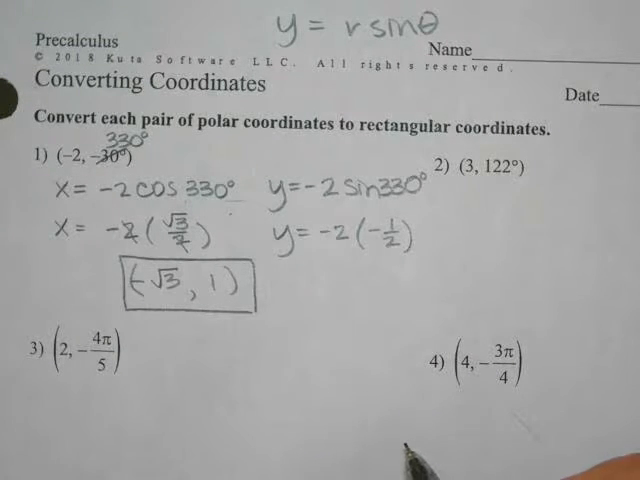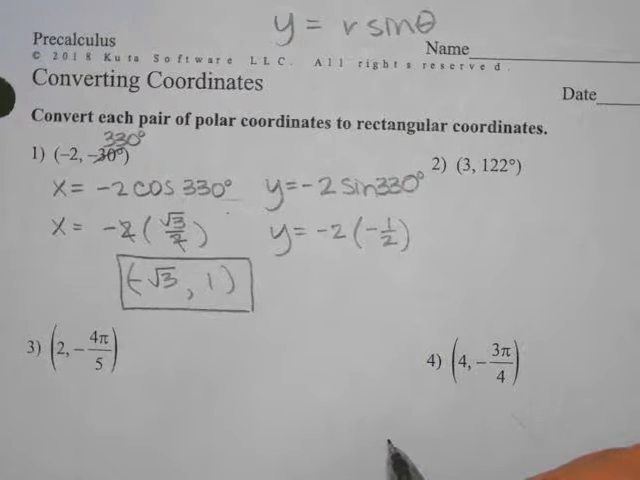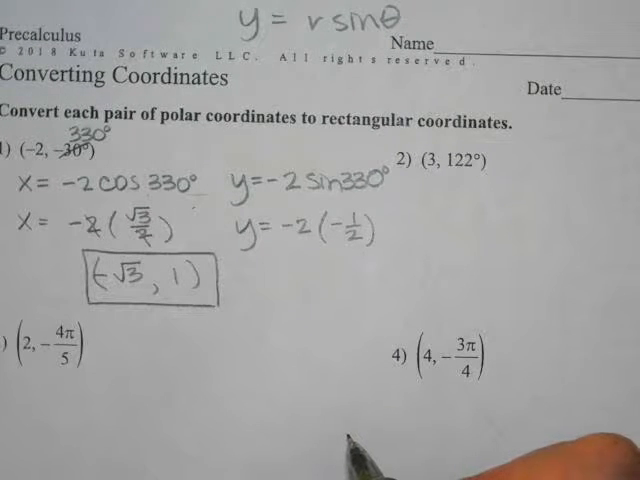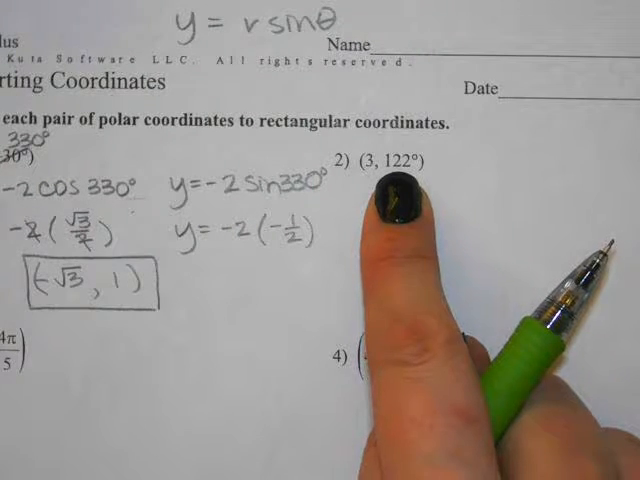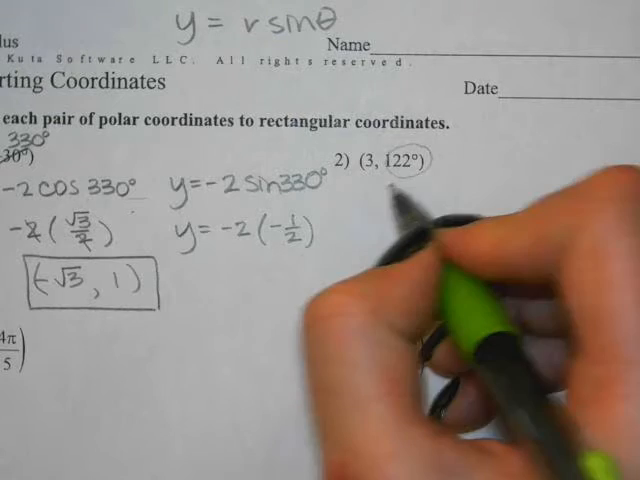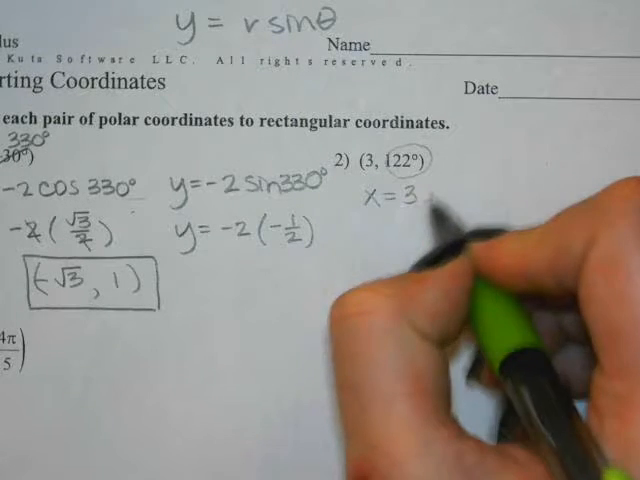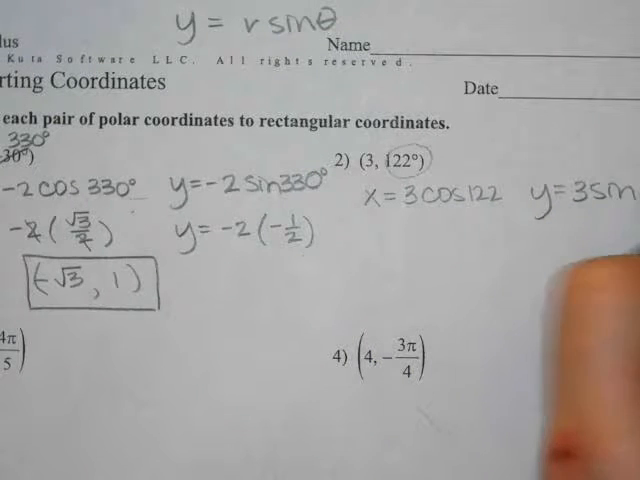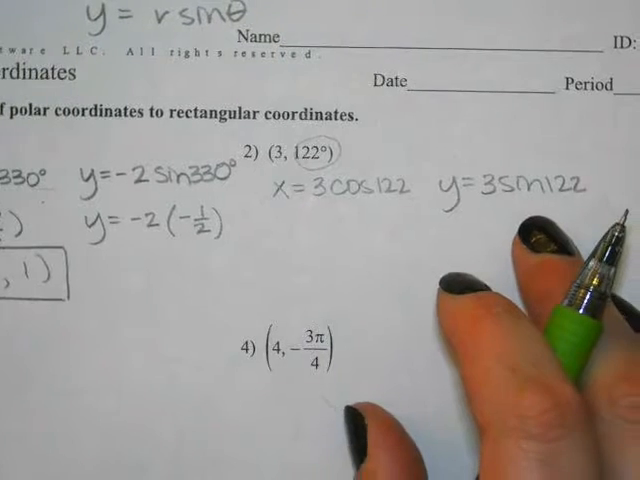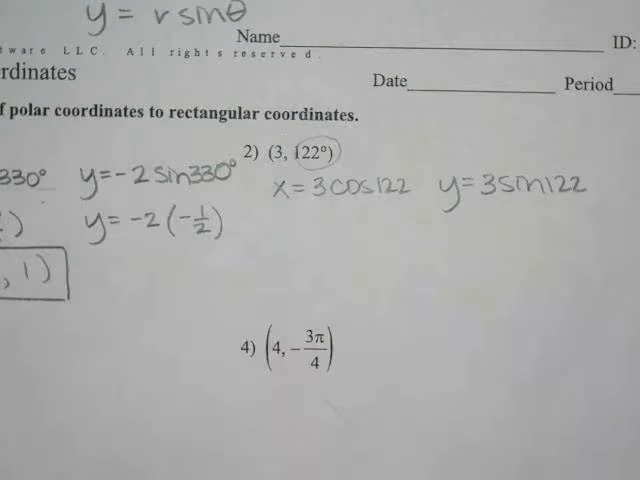And the reason we did that completely by hand is because we recognize that that angle was on the unit circle. Okay? For the next problem, is that angle on the unit circle? It is not. That means we're getting our calculators out. What should my calculator be in? Degrees, because 122 degrees. So I'm going to say x equals 3 cos 122, y equals 3 sine 122, and I am not doing this problem by hand. I'm getting my calculator out, I'm typing it in.